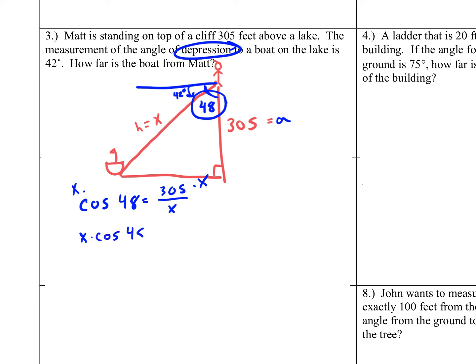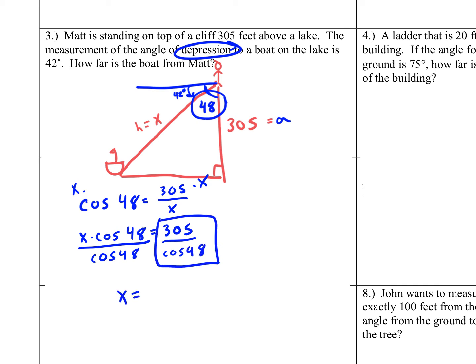Your calculator has to be in degrees. So x times cosine of 48 is equal to 305. Then divide both sides by cosine of 48. So you would put this into your calculator. It's like 455.15. You can just say 455.2. And what is my unit of measure? Feet. Don't forget to put that on the quiz.